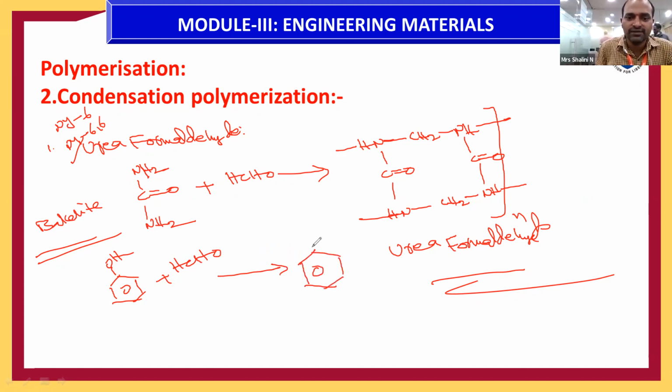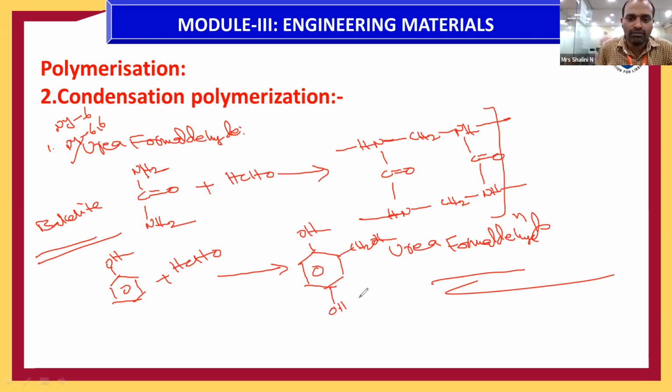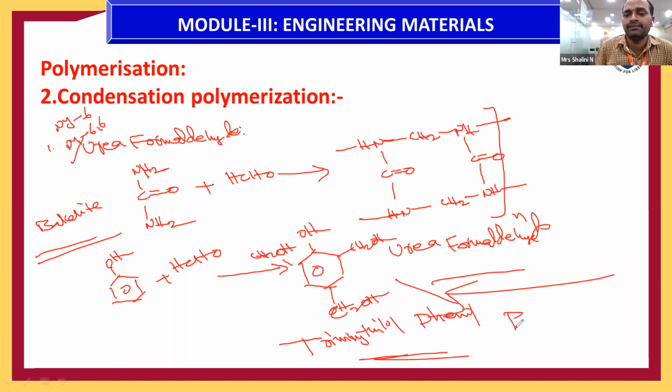How? OH, CH2OH at the ortho position, sorry, CH2OH, and here also CH2OH. So this is called trimethylol phenol. This will undergo polymerization and form Bakelite. So these are all examples of condensation polymerization.